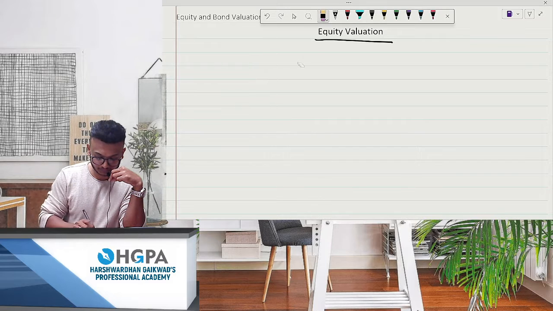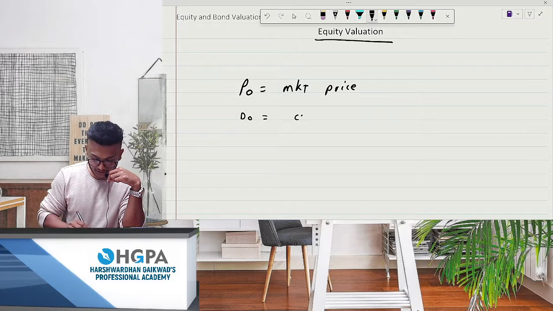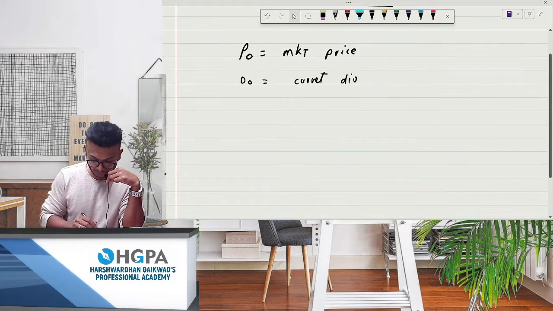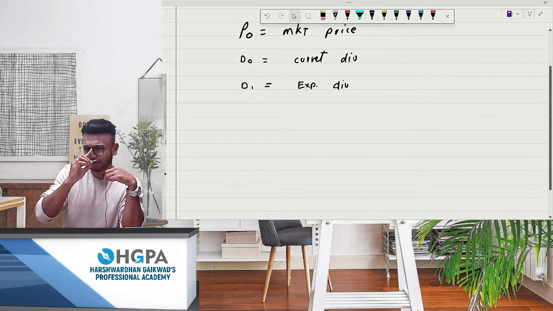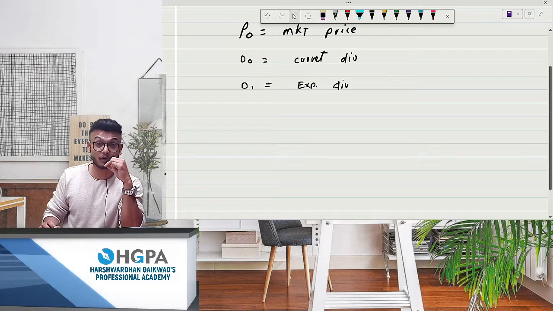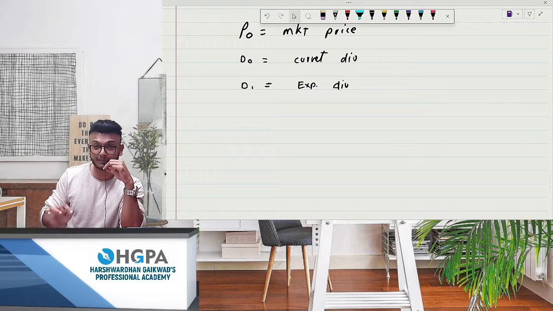P0, market price per share. D0, that is your current dividend. D1, that is your expected dividend, also called your future dividend. Very simple. Okay. Now there were a few models, if you remember, in your dividend policy. One was your Walter's, one was your M&M, one was Gordon's. The Gordon's model is supposed to be used over here.